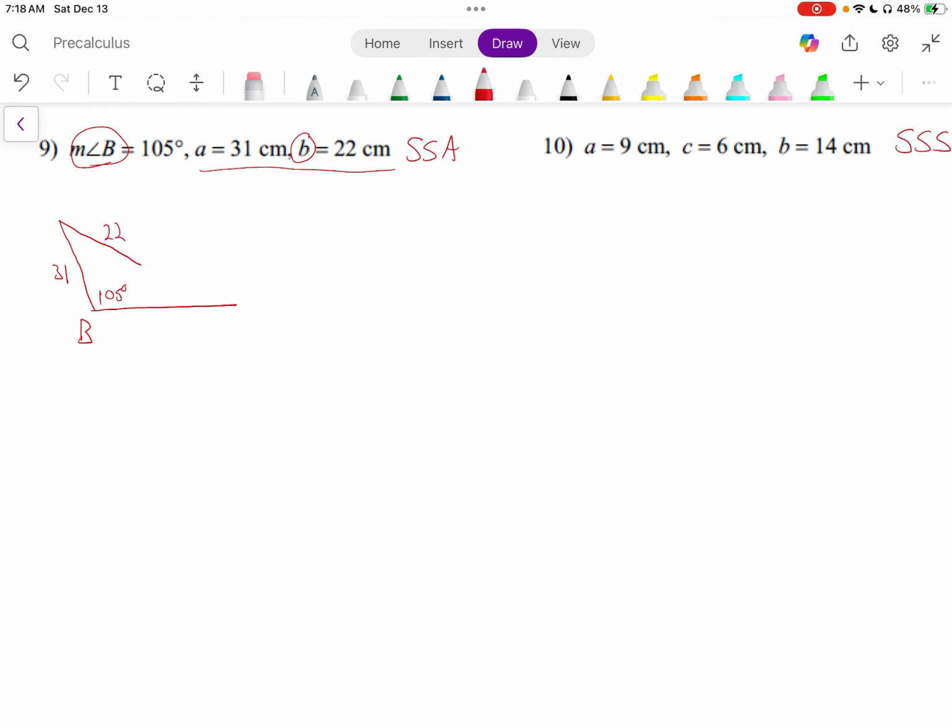This is probably going to be the easiest one. We see here that if we bring this 22 over, this will never hit this side over here. And so because it won't hit the other side, there's no solution.